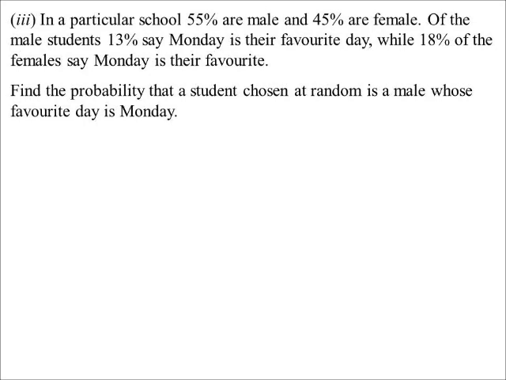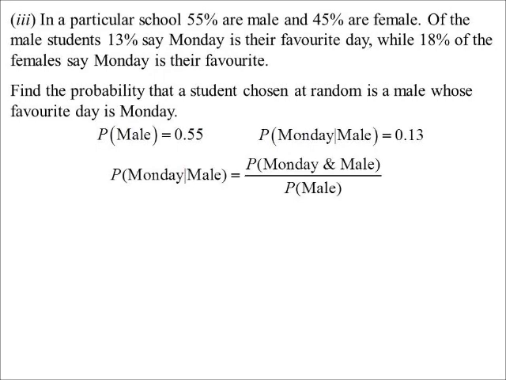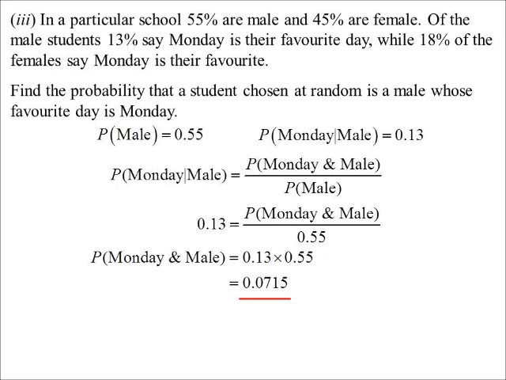So we're saying, we know the probability of male is 0.55. Probability of them liking Monday, given that they're male, is 0.13. So they've told us that there. So we want to know probability of Monday given male equals probability of Monday and male divided by probability male. I can rearrange this equation to find then that the probability that the student I picked was both Monday and a male. So rearranging all that, there we go.